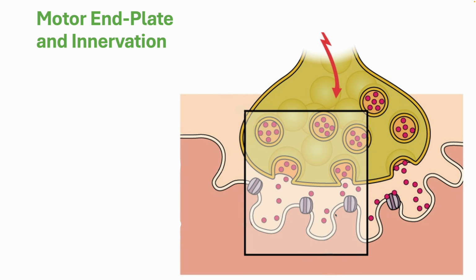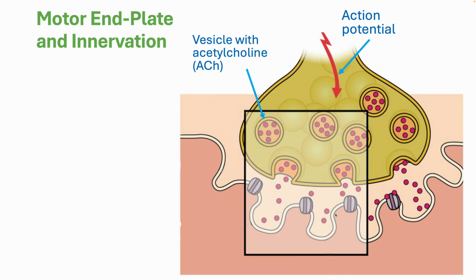All right, so when the action potential reaches the axon terminal, vesicles containing acetylcholine will release acetylcholine into the synaptic space. So we can see the action potential going down to the terminal of the axon. The vesicles that contain the acetylcholine get released into the synaptic cleft.